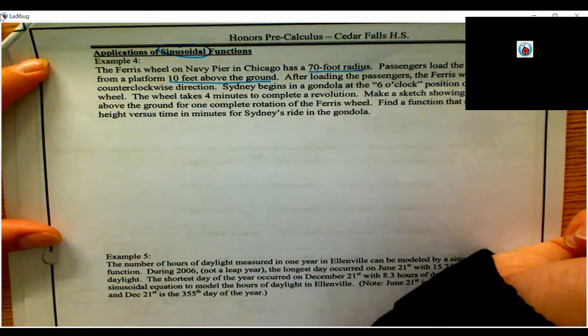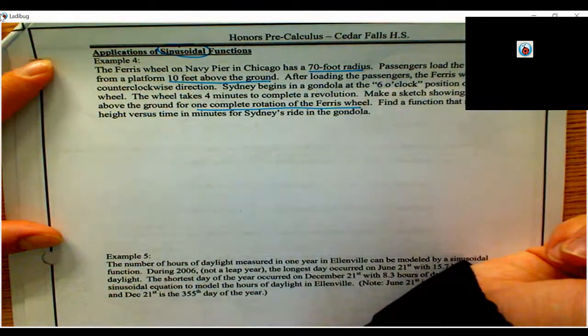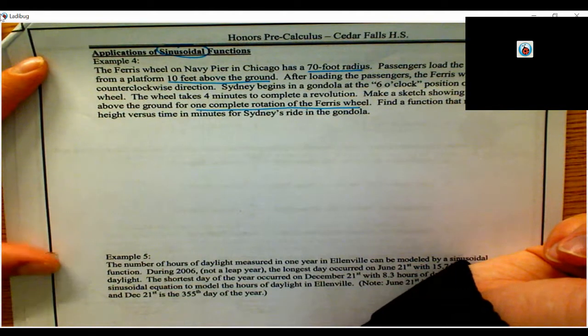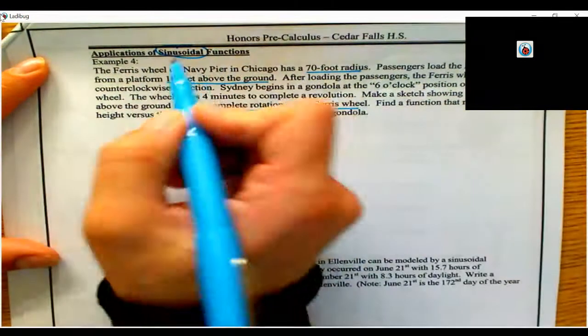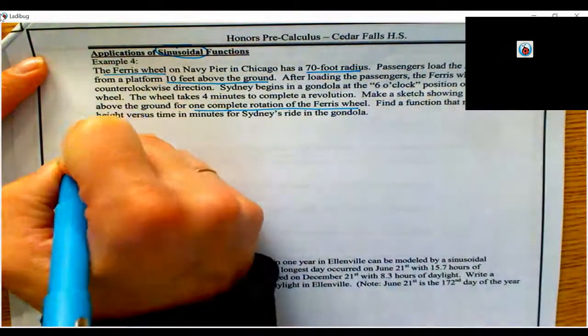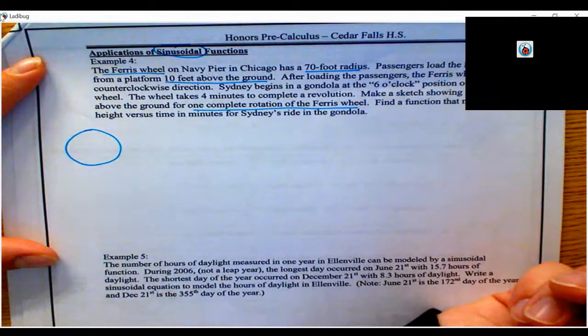Make a sketch showing Sydney's height above the ground for one complete rotation of the Ferris wheel. Find a function that models this height versus time in minutes for Sydney's ride. Okay, that's a lot of stuff to have to try to decipher here. So I think it's first helpful to look at, okay, we're dealing with a Ferris wheel. So we can start with that. What do we know about this Ferris wheel?